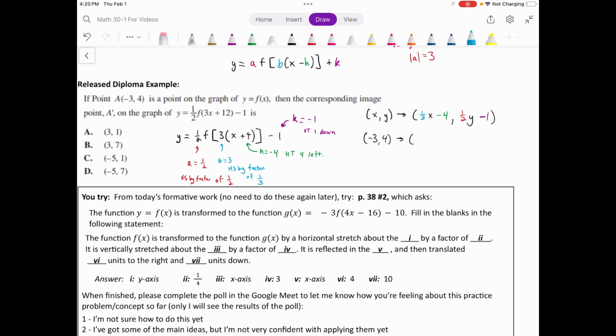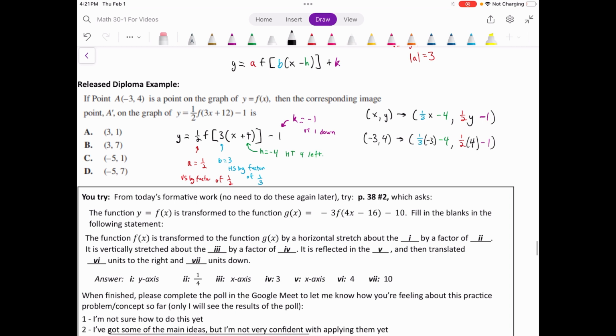We're going to multiply its x coordinate by 1/3. So 1/3 times -3. And then we're going to subtract 4 from that. Horizontally translate it 4 units left. Then what are we going to do to the y coordinate? Well, we're going to multiply it by a, 1/2. So 1/2 of 4. And we're going to subtract 1 from it to translate it 1 unit downward.